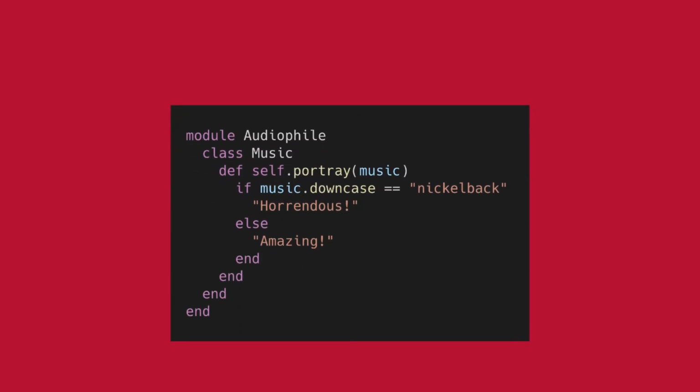We're going to write a very simple module that includes a music constant. To do that, we create a file in lib/audiofile, and the file will be called music.rb. In the file, we'll define a module, AudioFile, that has a class of Music. Inside that class, we'll have a portray method that takes music, and if the music that is passed in is equal to Nickelback, then it returns the string "horrendous". Else, it will return the string "amazing".